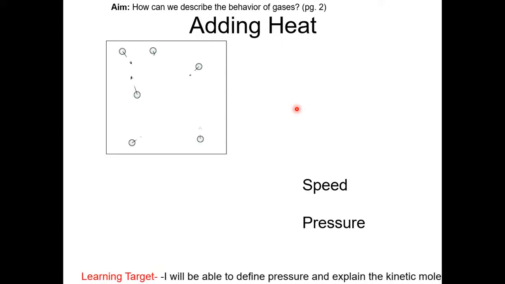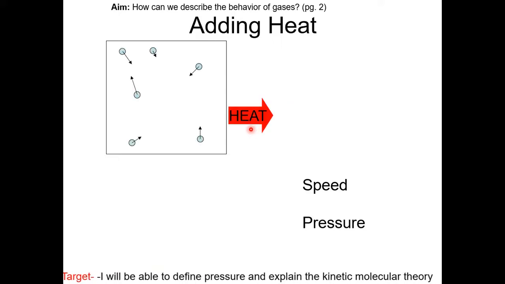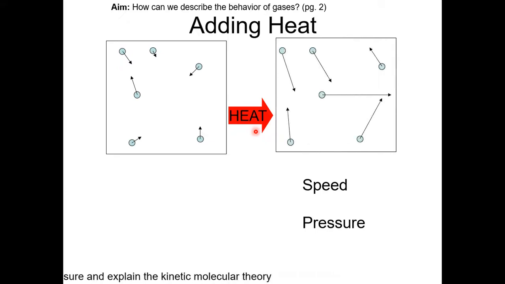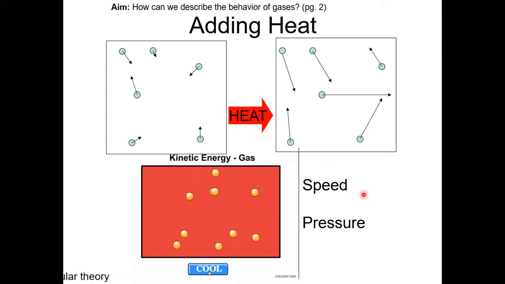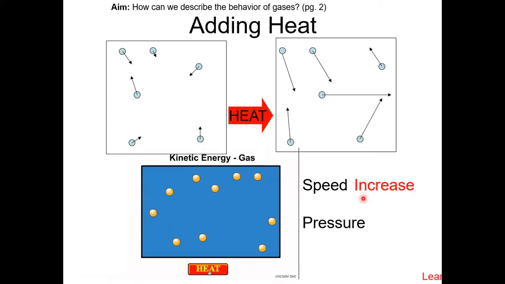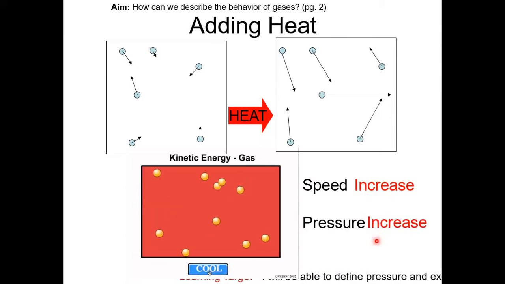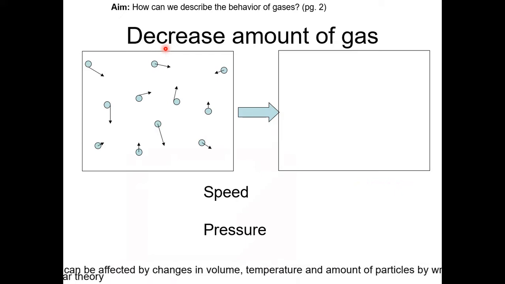Here we have some gas particles in a container. If we add heat, the gas particles will move faster, therefore exert a greater force on the container. So the speed of the particles increases, and the pressure will increase because the particles are exerting a greater force on the container.